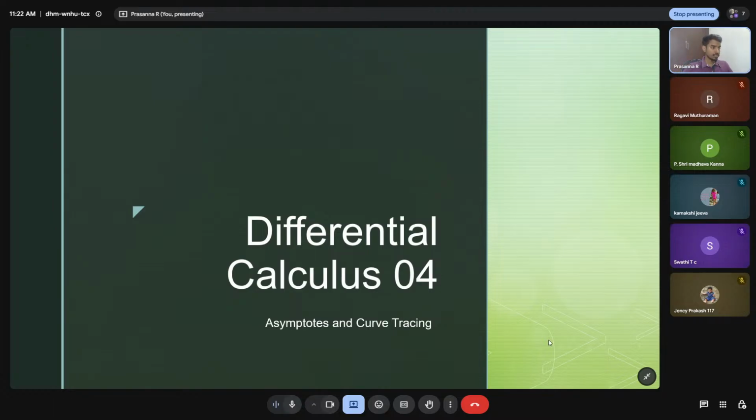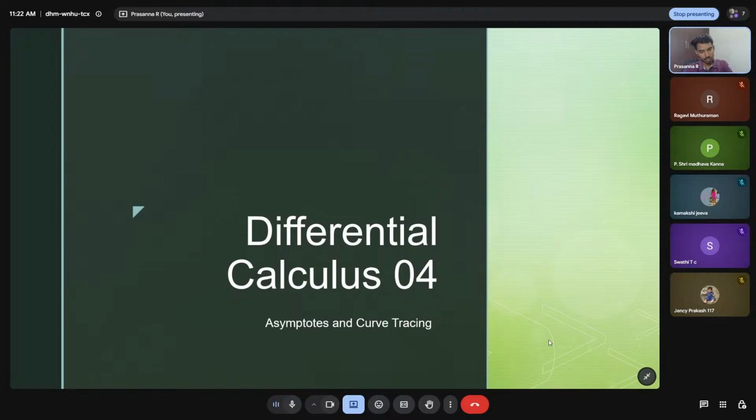In the previous 3 lectures, we have seen limits, continuity, differentiability, Rolle's theorem and Lagrange's theorem, right? So we have completed 5 topics, and then we did some very good problems. In this class, we're going to start asymptotes and curve tracing. There are 2 topics we're going to discuss today. One is we're going to find asymptotes, and then we're going to trace the curve and draw the diagram for it.